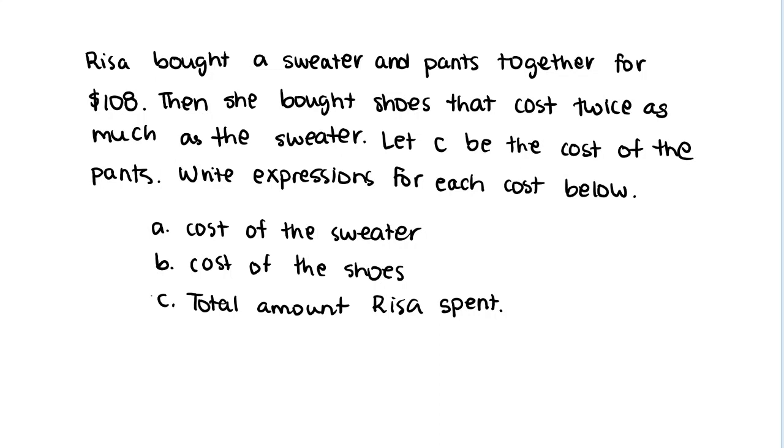Okay, so here, we're letting C represent the cost of the pants. Right, so here, what information do we have about the pants and its cost? Well, we don't know this, and we're not trying to figure it out. We're just trying to write some expressions for the cost of the sweater, the cost of the shoes, and then the total cost, the total amount that Risa spent. So let's take this one at a time. So here it says that Risa bought the sweater and the pants together for $108.